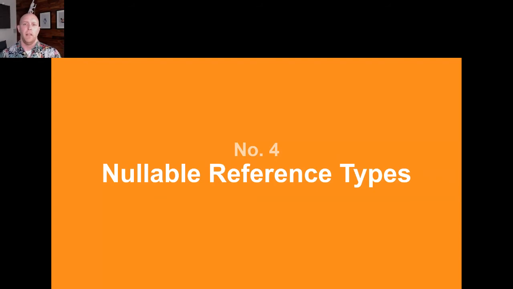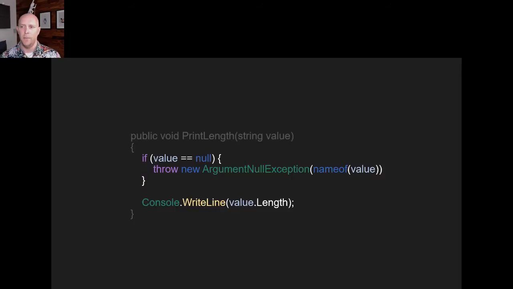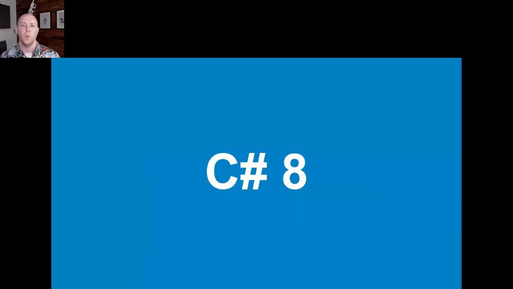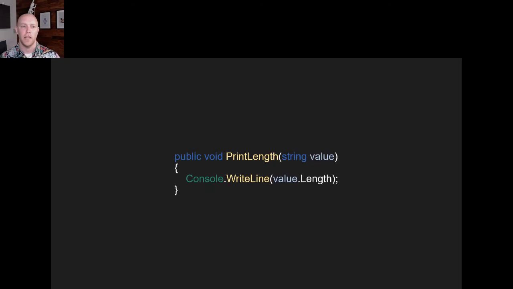Number 4, nullable reference types. This is a big deal. So nullable reference types is a huge feature, and it basically removes this piece of code here. So here we have to check if value is null because it's a reference type, and any reference type in C# can be null. So we have to verify that it's not null before we use it. In C#8, we can go and say, nope, reference types should never be allowed to be null unless I specifically tell them to be null. So that means that we can remove the null check, because if I have turned on nullable reference types, string value can never be null because it's not allowed.